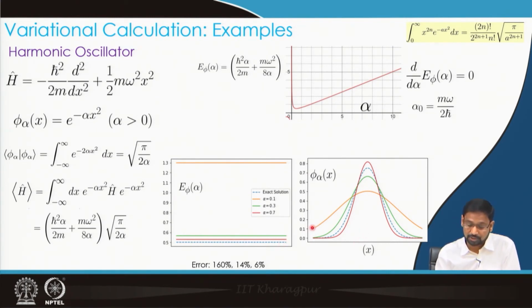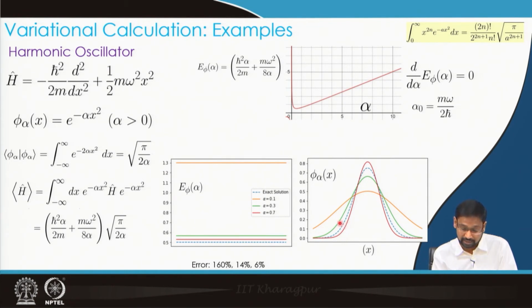Now, let us look at the wave function. Corresponding to alpha equals 0.1, you see this orange form of the function. Before that, the exact solution is given again here as a dashed blue line. You see this is the beautiful Gaussian function centered around x equals 0. This is the true wave function, and alpha equals 0.1 does not really match that well.